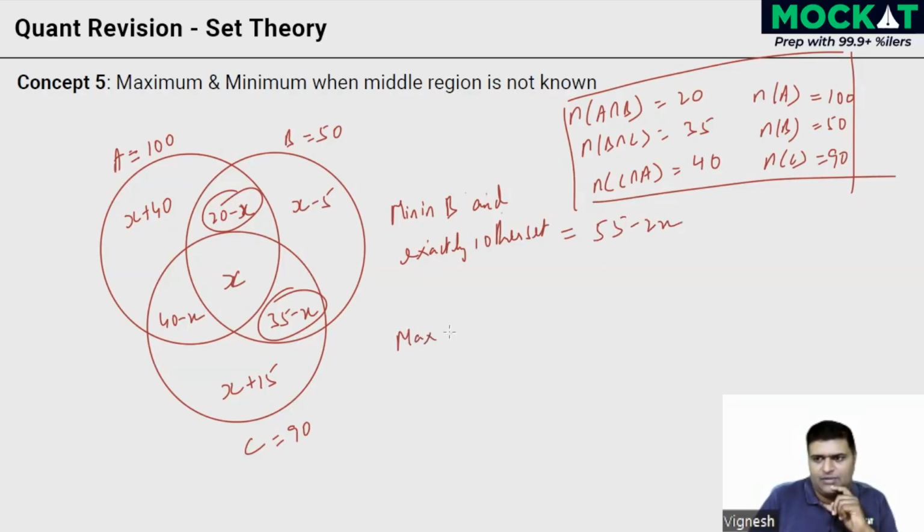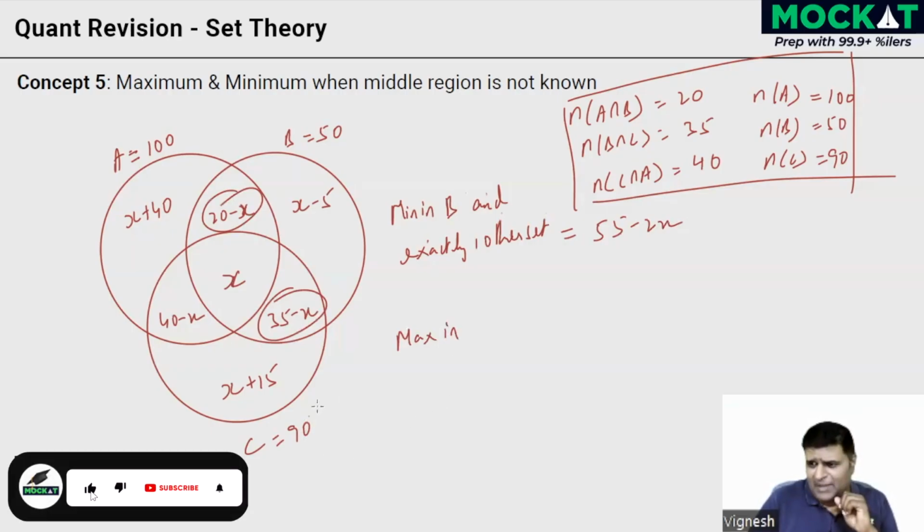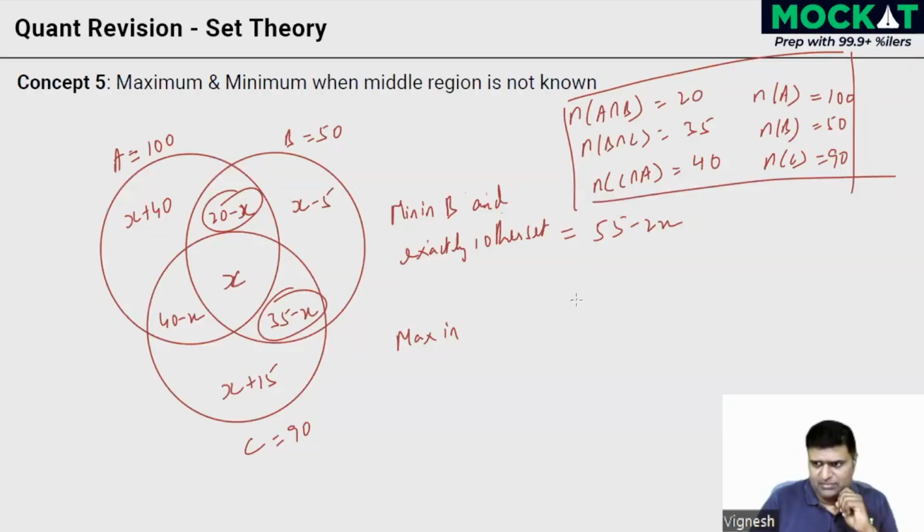Let's create another question. What is the max number of people in, let's say, in C, or I can create a min again. Sorry about that. Minimum number of people in only C. Let's keep it simple, and that's going to be x plus 15. Now this is the catch over here. Now what are the values x can take for minimum and maximum and all of that? It looks like I have to take the same values, but it's going to be slightly different.